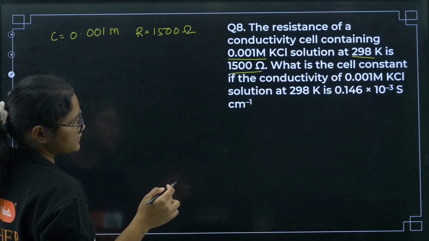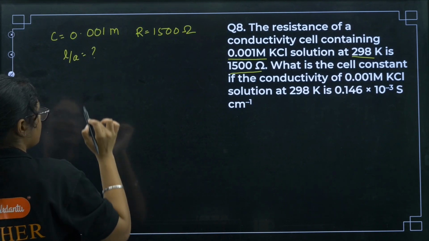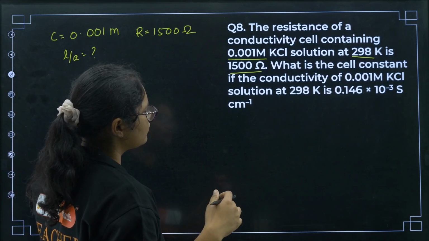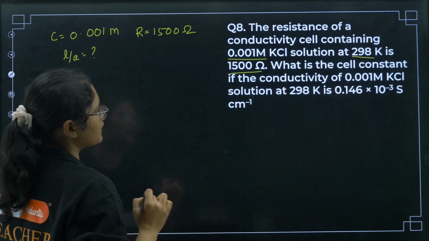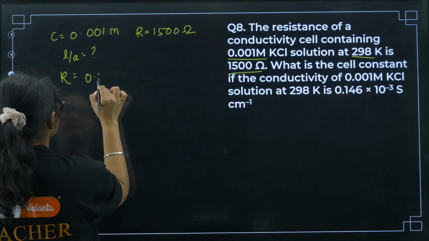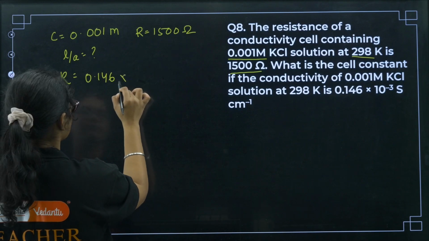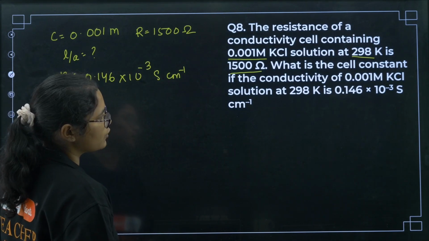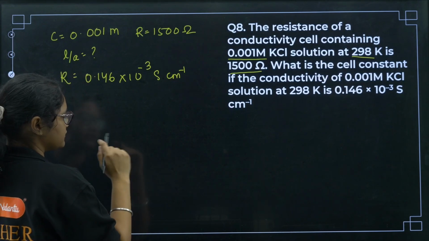What is the cell constant? You have to ask for the cell constant, if the conductivity of the 0.001 M KCl solution at 298 Kelvin is also given to you. The conductivity of the same solution at 298 Kelvin is 0.146 into 10 to the power of -3 S centimeter inverse. So you have to find the cell constant. We have just discussed the formula for the cell constant.